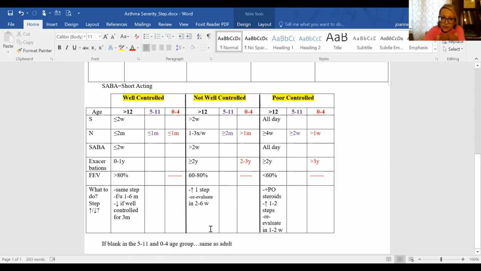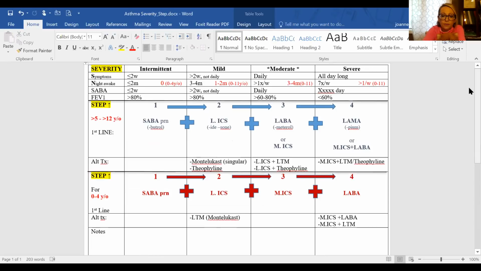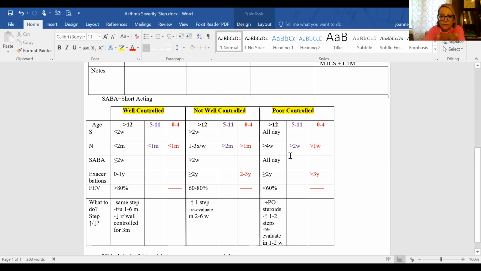You're going to go up one step and you're going to tell them to come back in 2 to 4 weeks. So if they're already on a low, you might add a LABA or you might add a medium ICS, right? Or change the low to a medium, okay? And if they're doing really poorly and have poor control, this is where you might consider PO steroids, short term, maybe some prednisone.